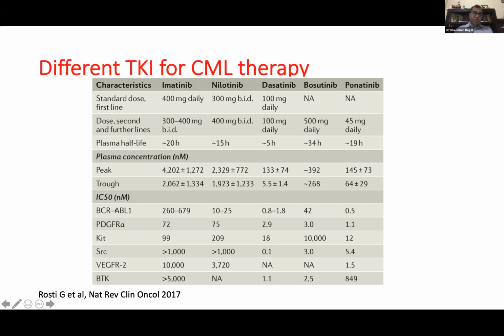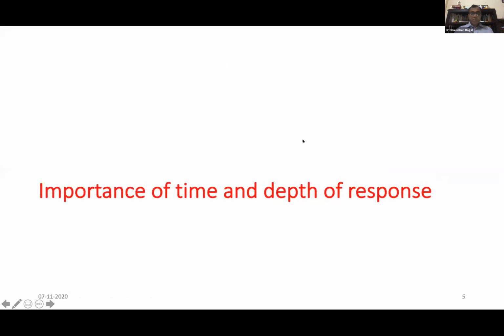This slide also shows the different inhibition of different kinases like PDGFR, KIT, SRC, and this would be helpful for us to predict the side effects, as well as if you want to use TKI for some other indication. Probably it's important to have a look at this kinase activity. Moving on, the importance of time and depth of responses.